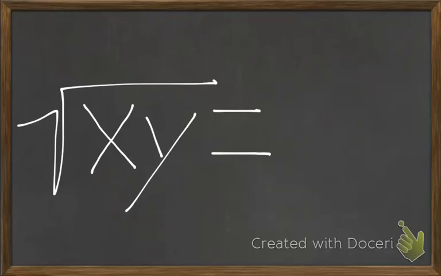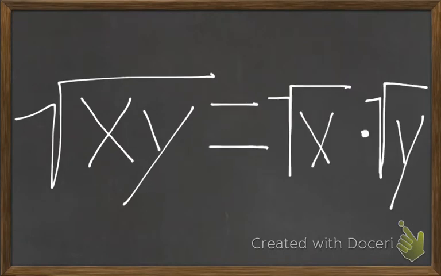Welcome to Part 1 of Simplifying Expressions with Radicals. To be good at simplifying radical expressions, you first need to know the properties of radicals. The product property of radicals tells us that when we have two numbers or variables, in this case x and y, underneath one radical, it can be split into two separate radicals like this.